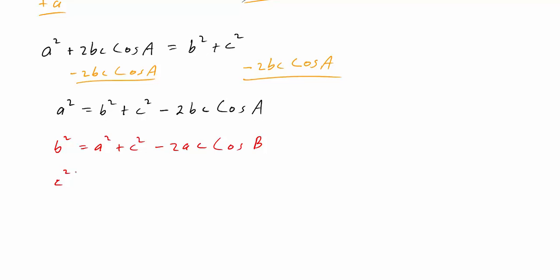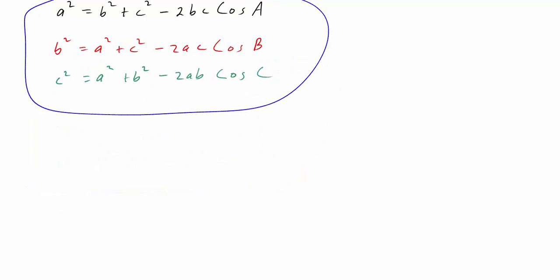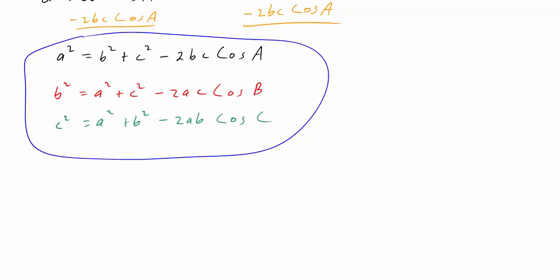And if we're looking for C, we'd have C squared equals A squared plus B squared minus 2AB cosine of C. So here you have the three different formulas we could use, whether we're looking for side A, side B, or side C. Of course, you'll notice, just like the other formulas we had before, if you're looking for side A, then you have to have angle A. If you're looking for side B, you have to have angle B. And if we're looking for side C, we would have to have angle C.